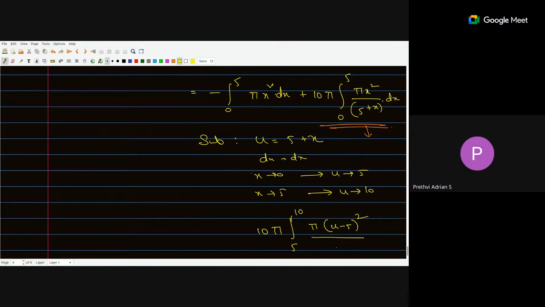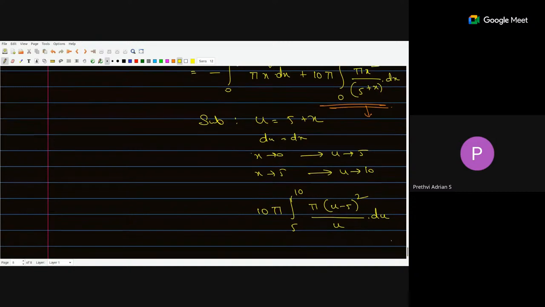Sir, how are we changing the limits? See, when you take the substitution, u is equal to 5 plus x, right? When x is 0, you just have to substitute x as 0 in this expression. What happens to u? U will be 5, right? When x is 0, u is 5. When x is 5, u is 5 plus 5, which is 10.